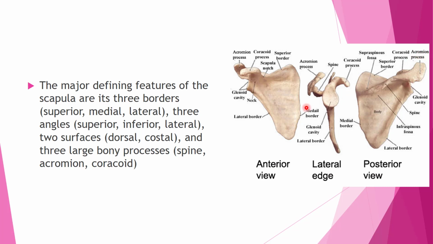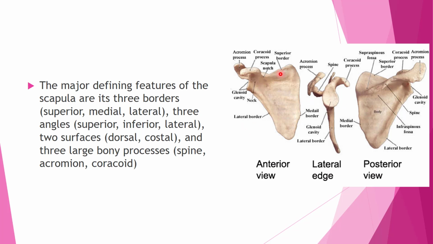So the main defining features are three borders. This is superior border, this is medial border, and this is lateral border. Then there are three angles. This is superior angle, inferior angle, and the lateral angle. Then there are two surfaces. This is costal surface and this is posterior or the dorsal surface. Then there are three bony processes. This is coracoid process, this is spine of the scapula, and in continuation to the spine of the scapula, this is acromion process of the scapula. So these are the defining features which we have to learn.